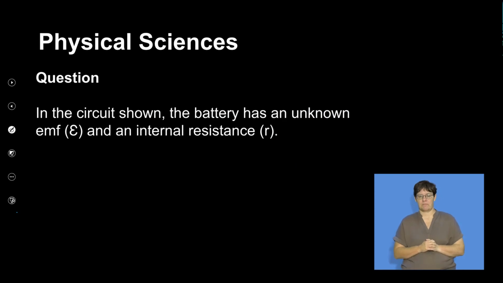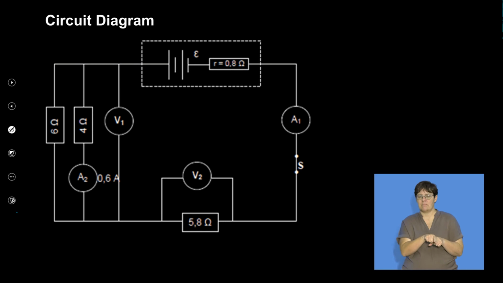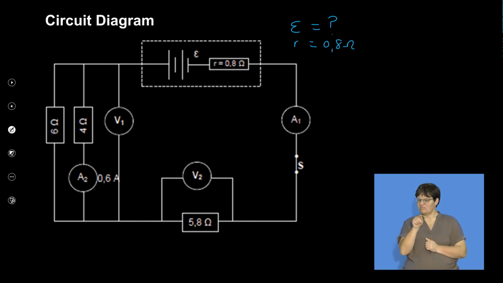So here is an example which says in the circuit shown, we'll show the circuit shortly, the battery has an unknown EMF and an internal resistance. So what is not known in this scenario is the EMF. So our EMF, question mark, we don't know what it is. But also this battery has an internal resistance. So that small resistor inside the battery has a magnitude of 0.8 ohms. So that's the starting point.